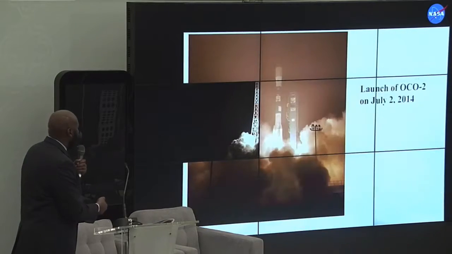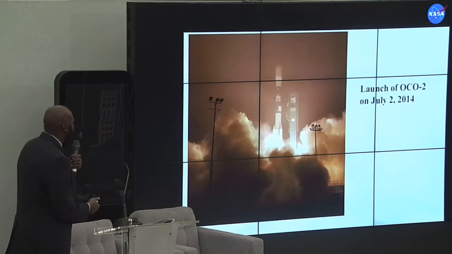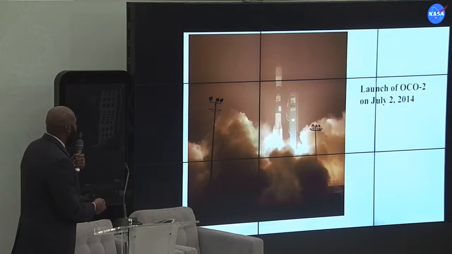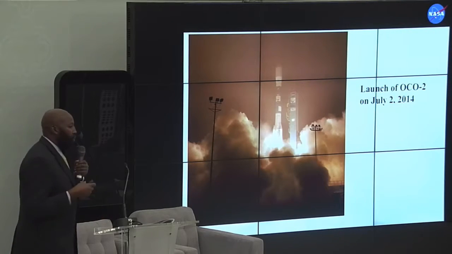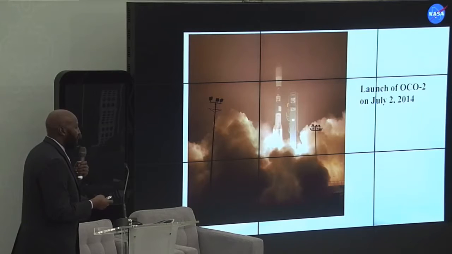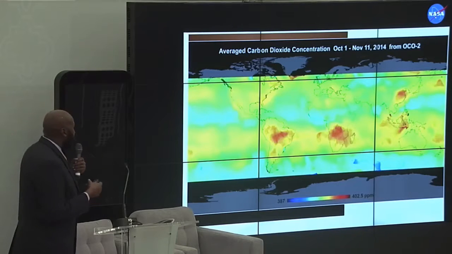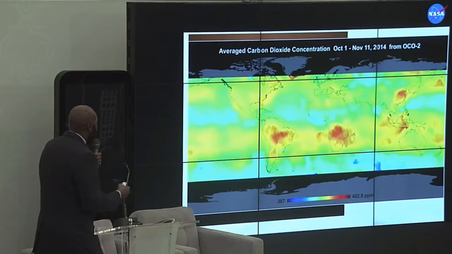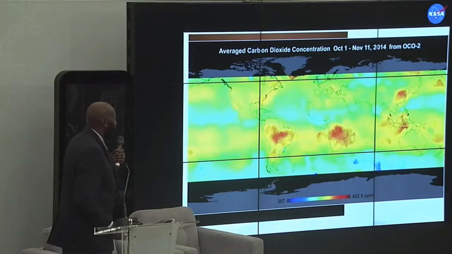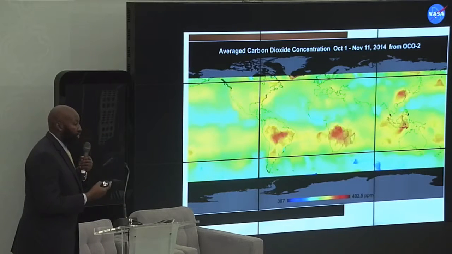Another instrument in this group of 5 instruments is the Orbiting Carbon Observatory 2, which was launched in July of 2014. Now, we think about carbon dioxide as a well-mixed gas present everywhere in about the same amounts. But if you look at the first measurements from OCO-2, we see that carbon dioxide actually has a pretty significant variation all over the globe.